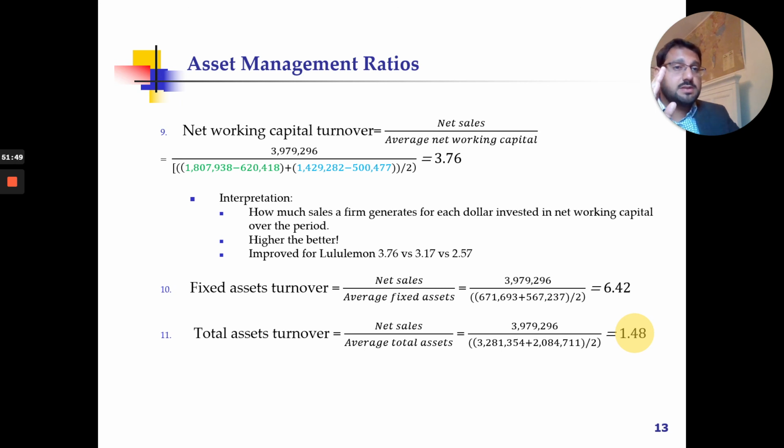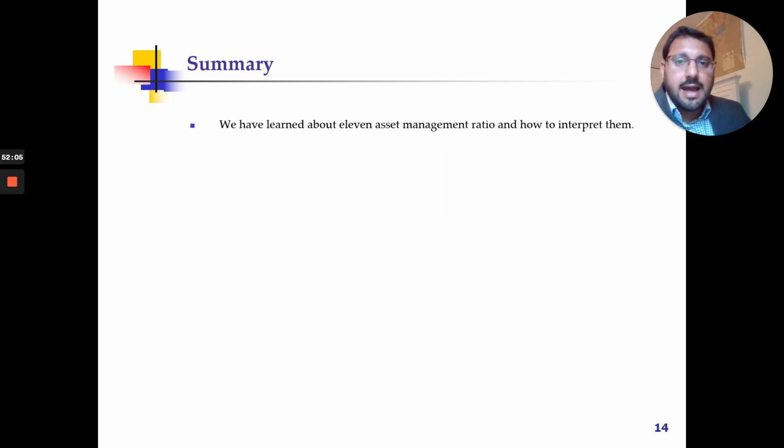And if the industry number is not there, by this time you know that we need to see what is the number for the average of the competitor over the last 3 years. So in summary, we have learned 11 asset management ratios and how to interpret them. If you are okay with that up to this lecture, you can stop.